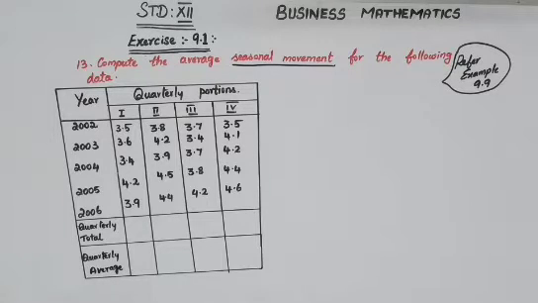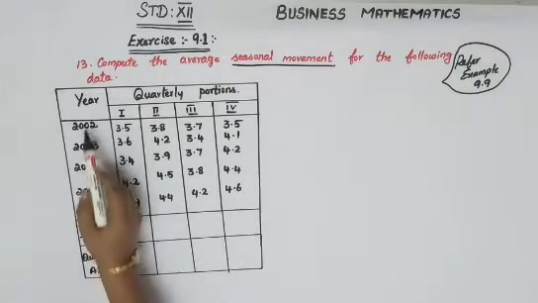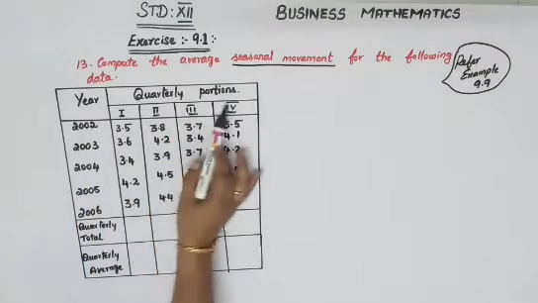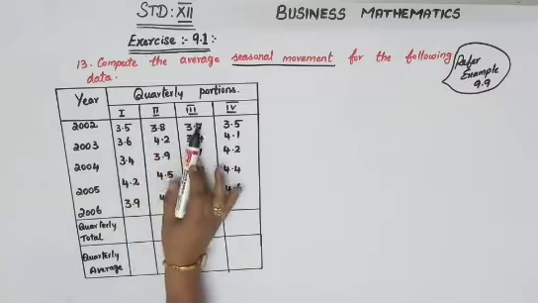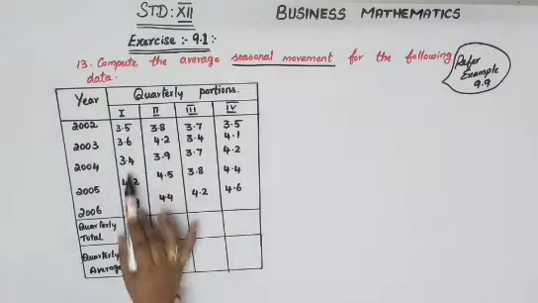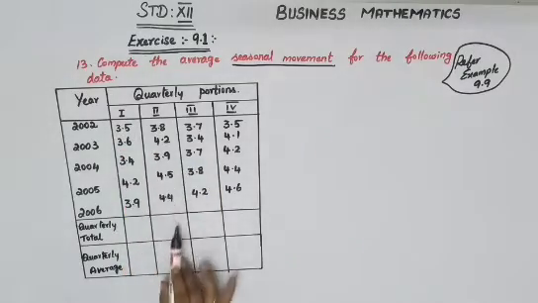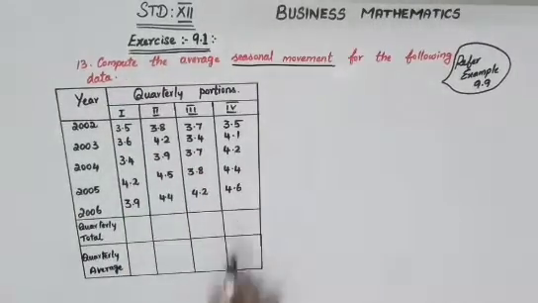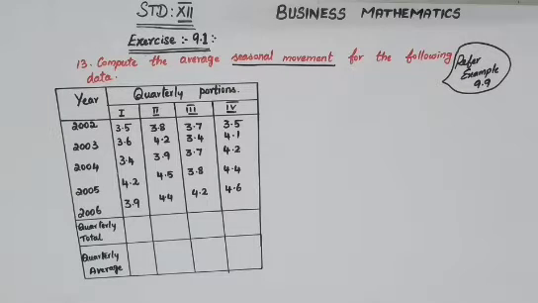So here they've asked you to find the seasonal movement. Your question will be like this. Years will be given and quarterly portions, that is first quarter, second quarter, third quarter, fourth quarter. Up to here you will have it in your question. So next, what you'll have to do is find each quarterly total. First quarter total, second quarter, third quarter and fourth quarter total you will have to find. So that is your first step.